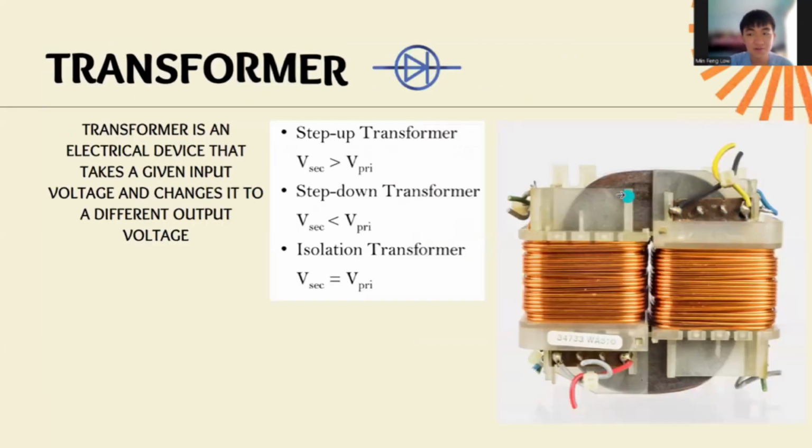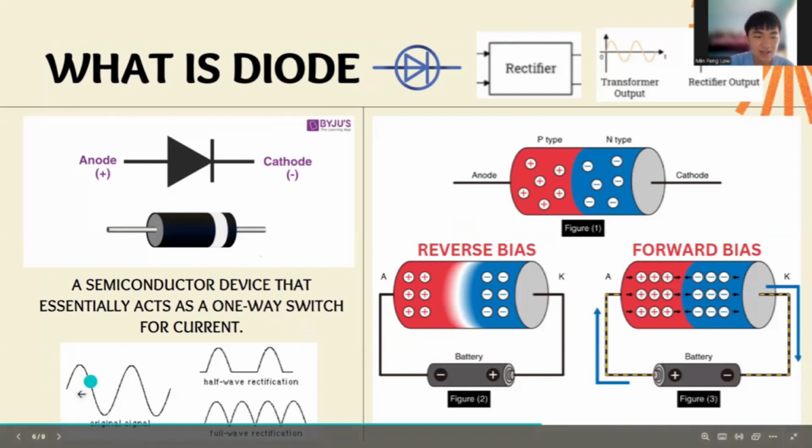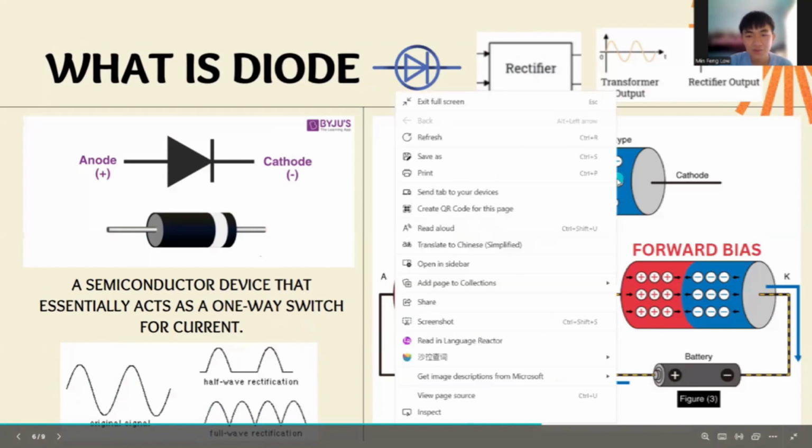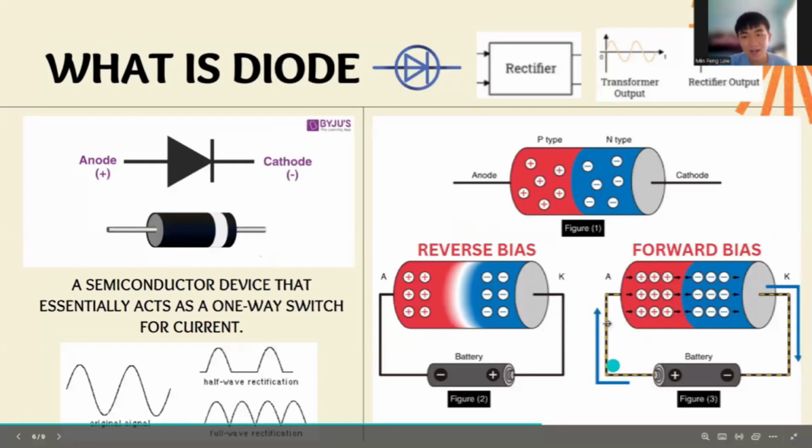Now we go to the first block, the transformer. The transformer reduces the voltage, changing the input to a different output. Diodes only allow current to flow in one direction. The original AC signal is like this. After rectification, we get this type of graph. A diode can operate in two conditions: forward bias and reverse bias. When forward biased, the diode allows current to pass through it, but when reverse biased, it does not let the current pass through.